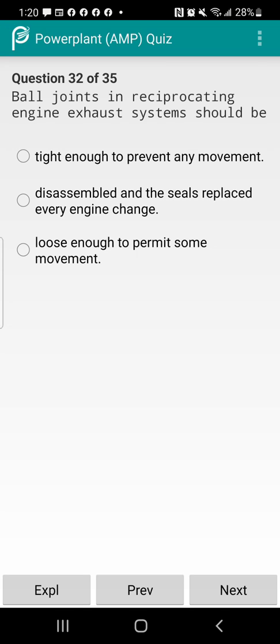Ball joints in reciprocating engine exhaust systems should be loose enough to permit some movement.